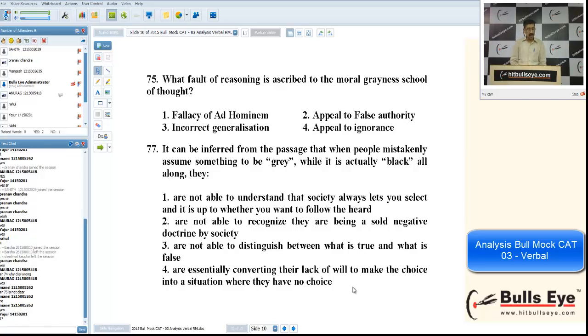It can be inferred easily. They are not able to understand. The society always lets you select. It is up to you whether you want to follow the herd or not. Yes, Yajur, it is 1. Rest are technically wrong, factually wrong, therefore first, and it is fine that when they call themselves grey, that means they are not able to understand that when they were given choices to select.